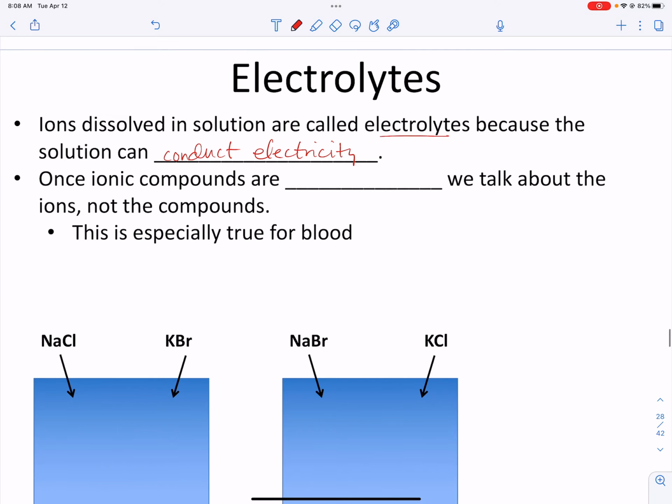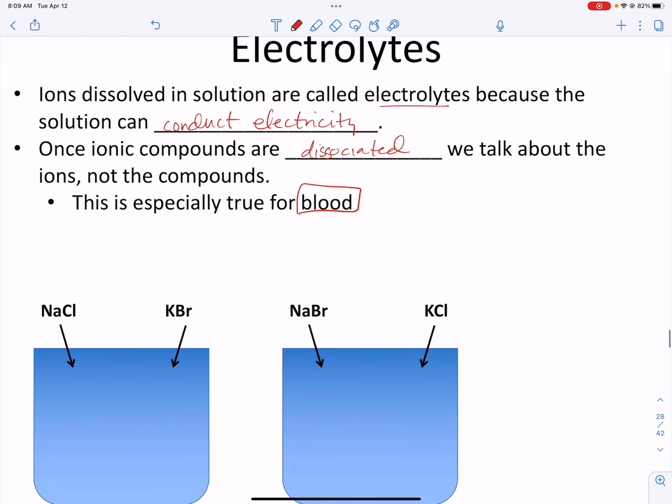Once ionic compounds are dissolved or dissociated is what I'm going to write. I think there's 2 S's there. Dissociated, we talk about the ions, not the compounds. Okay, and this is especially true for blood because our blood contains lots of ionic compounds in it, or lots of ions, such as sodium and chloride and potassium and magnesium and calcium.